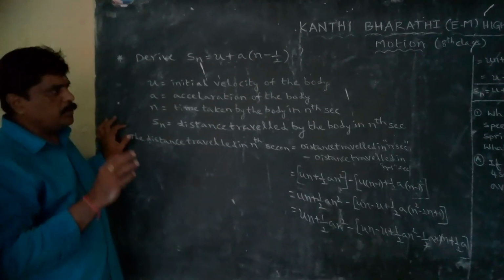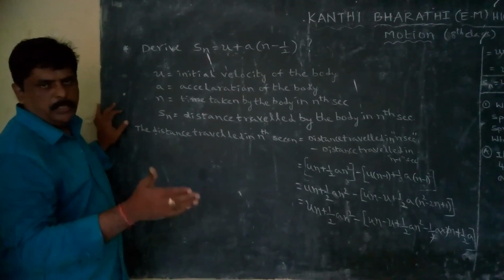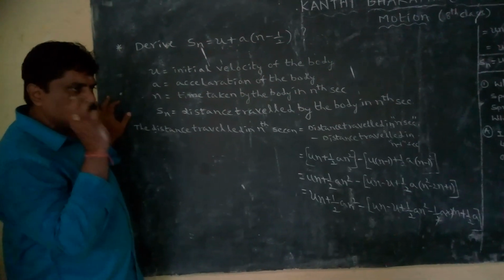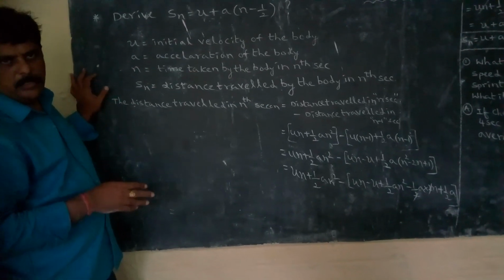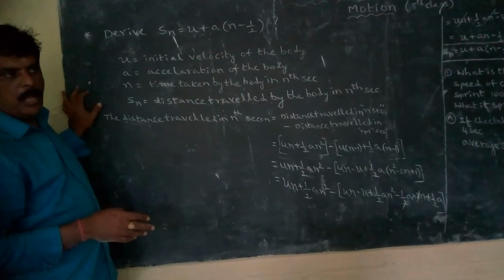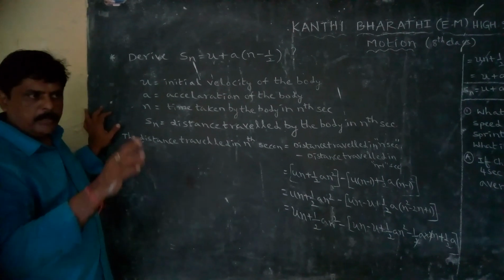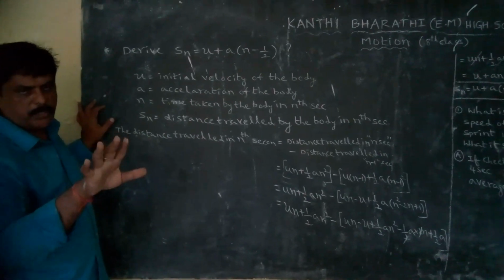Example, you have to observe that if a body travels a distance in 8 seconds. Example, if a car travels 10 meters in 10 seconds, I want to know what is the distance travelled in the 9th second? The body travelled 10 meters in 10 seconds. Okay, 10 meters in 10 seconds it went, but what I need is how much distance it travelled in the 9th second.